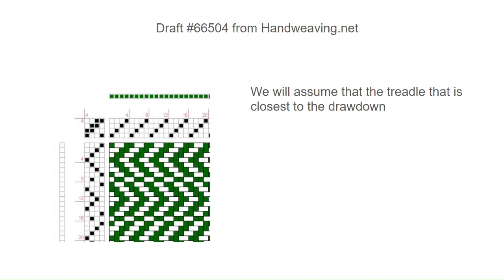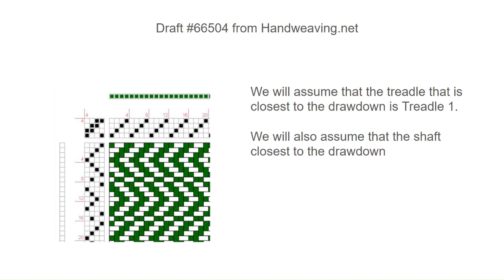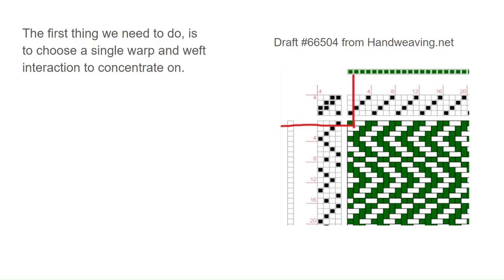In this example, we're going to be using draft 66504 from handweaving.net. Handweaving.net is a great source for drafts. The North American Convention, we will assume that the treadle that's closest to the drawdown, right there, is treadle 1. We will also assume that the shaft that is closest to the drawdown, shown here, is shaft 1.